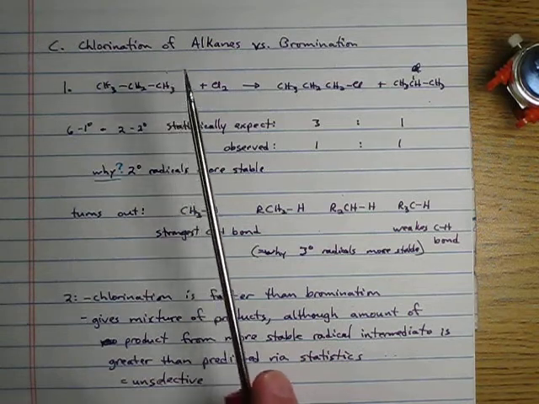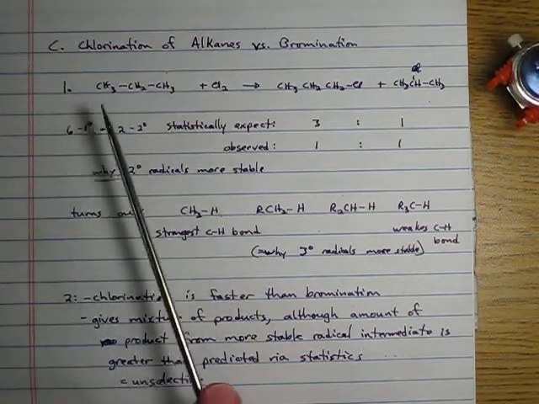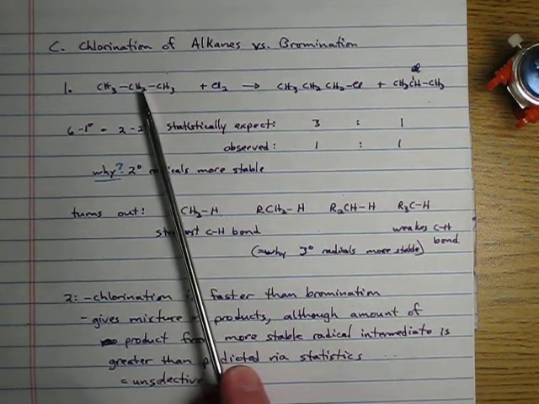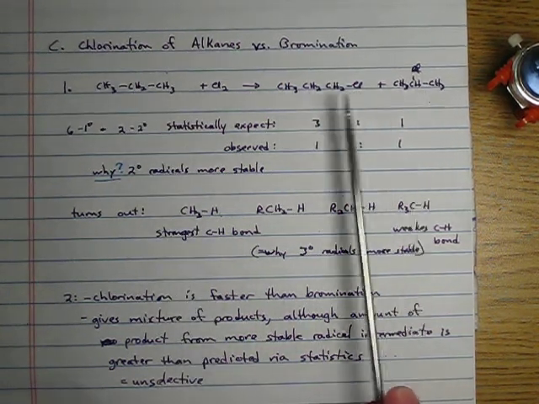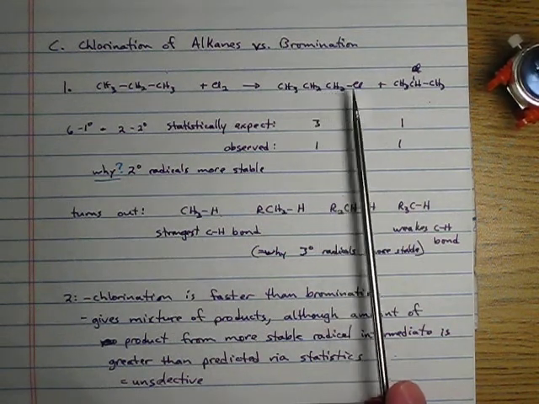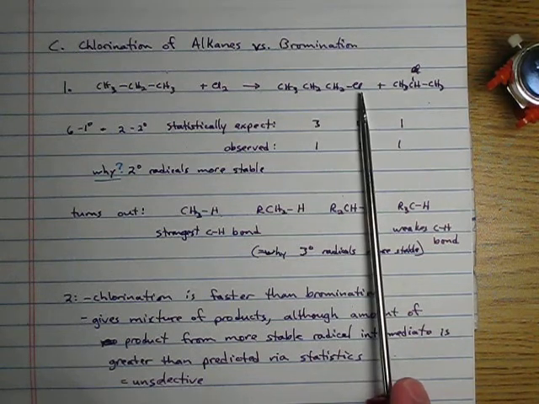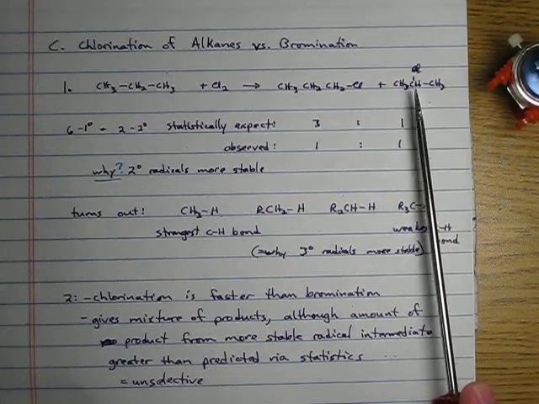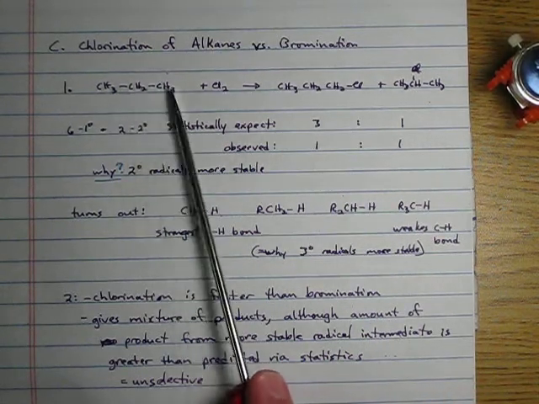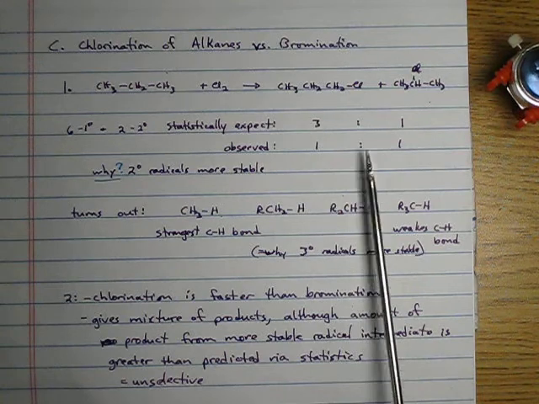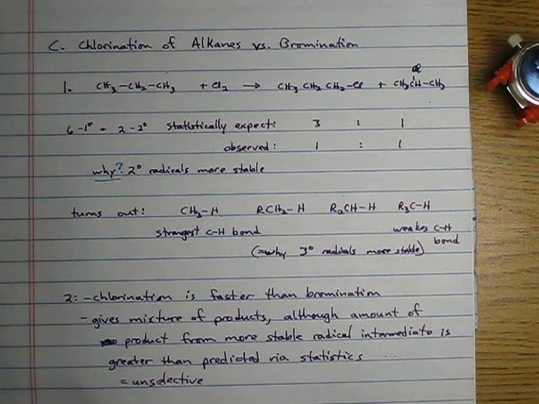So you'd expect that if the reaction was purely statistical, we would get a 6-to-2 ratio. Well, 6-to-2 is 3-to-1. We'd expect 3 times as much of this chlorine at the end versus the chlorine in the middle, simply because there's 3 times the number of end hydrogens as there are middle hydrogens. But that's not what we actually see. When we run the reaction, we find we actually get a 1-to-1 mixture of these two.